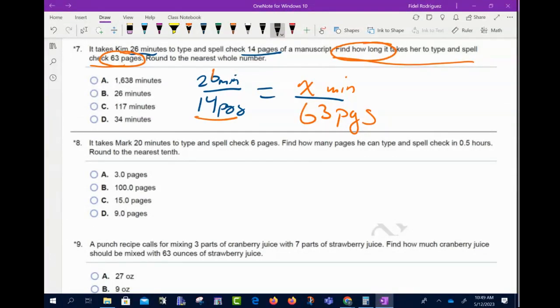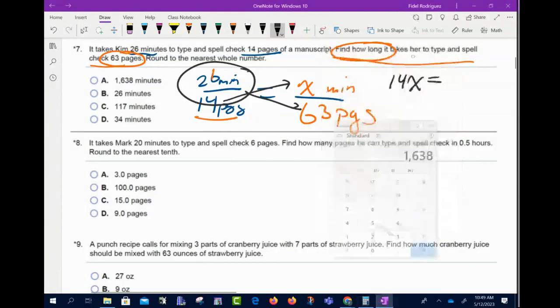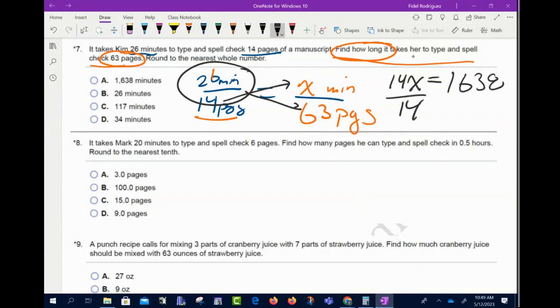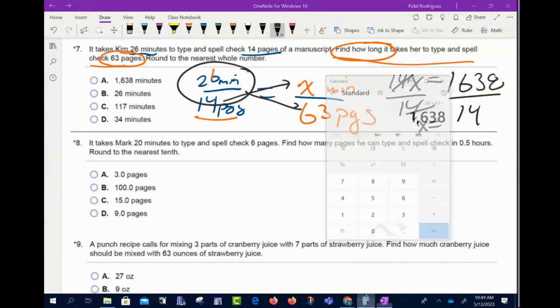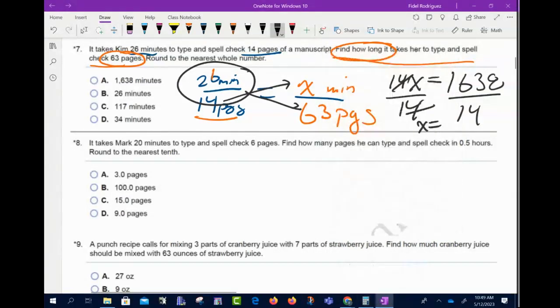Okay, so look, y'all, I'm going to cross multiply. I'm going to say 14 times x is 14x, right? I'm going to take my calculator. We all got a calculator now. So let's do 26 times 63, whatever that is, 1638. And then we'll divide everything, y'all, by 14. So let me divide this by 14. And 117 minutes. And there's my answer right there, right?